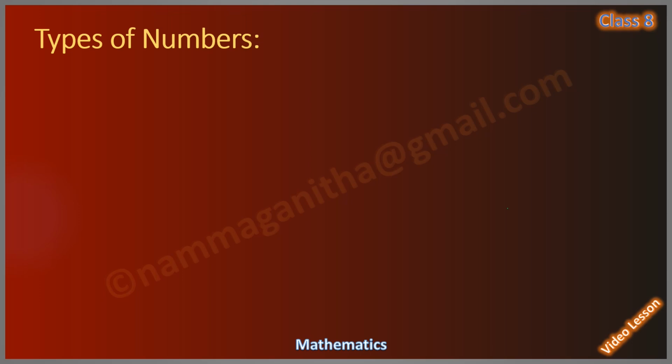Today, we will explore the different types of numbers and their properties. Particularly, we will give more importance to properties of rational numbers. Types of numbers. First one, natural numbers. Natural numbers are denoted by capital letter N, and N is equal to 1, 2, 3, 4 and so on.